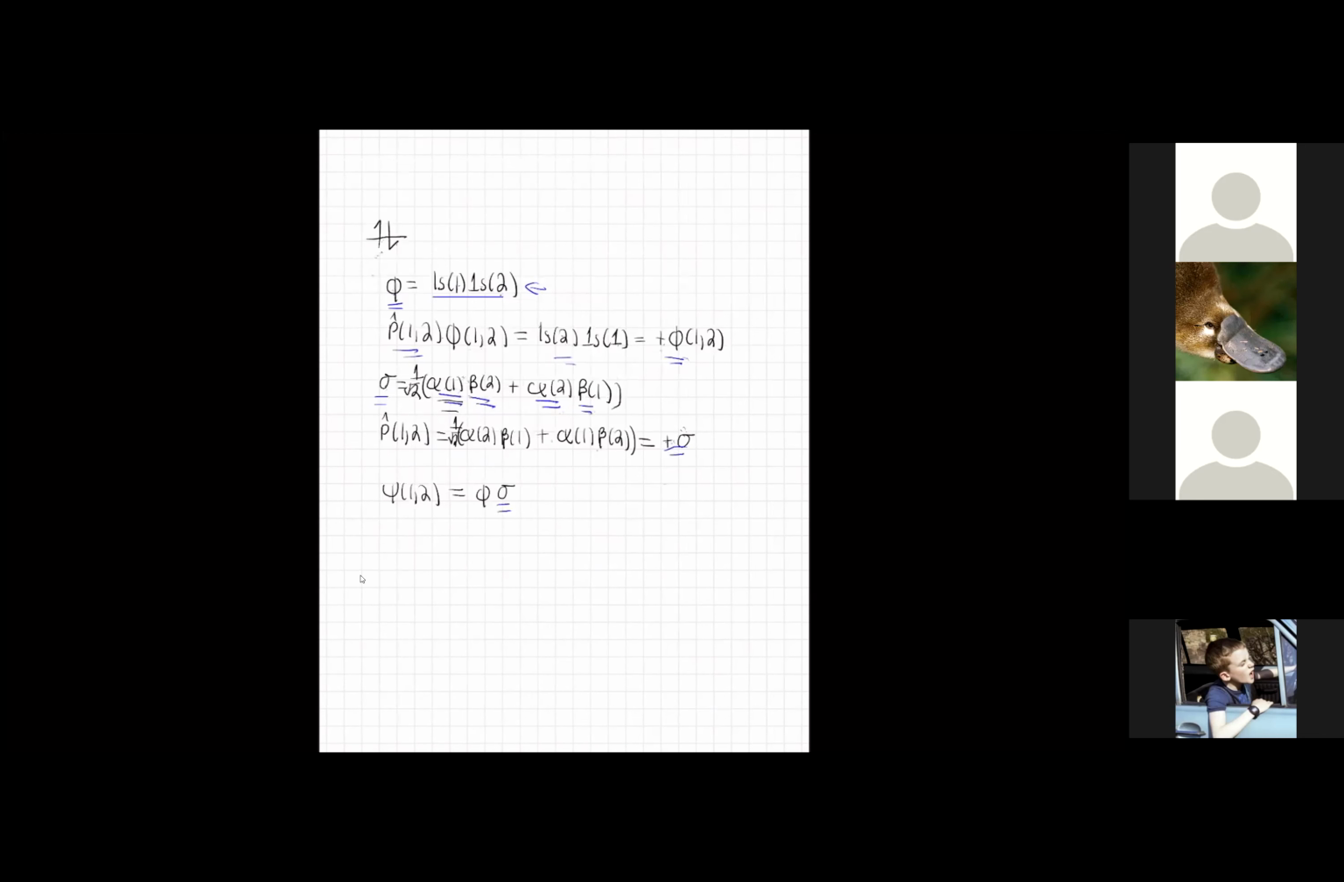Yeah. Okay. So that's where you have a plus sign, because it's symmetric.